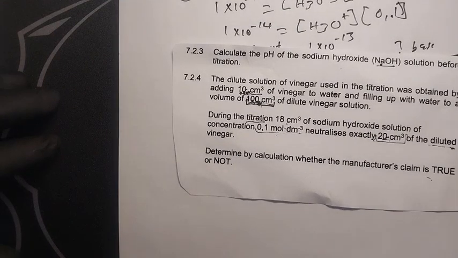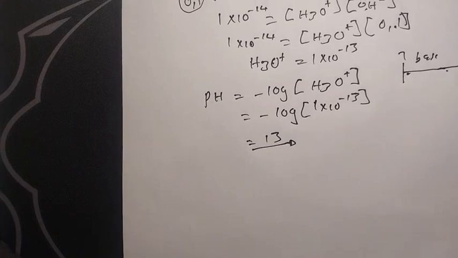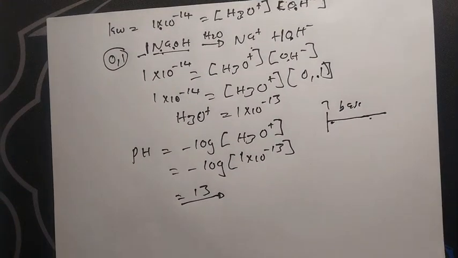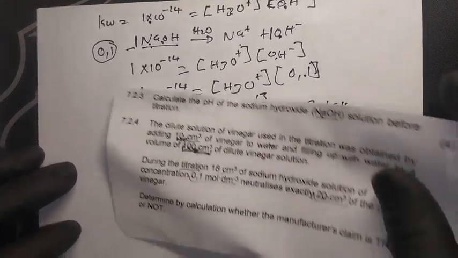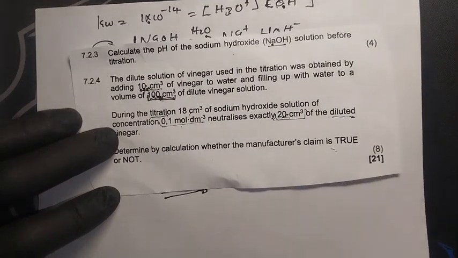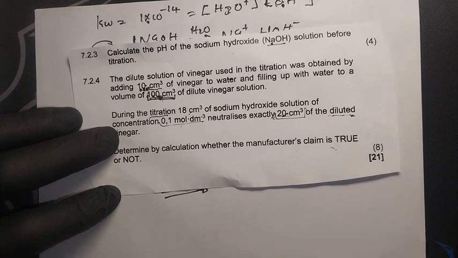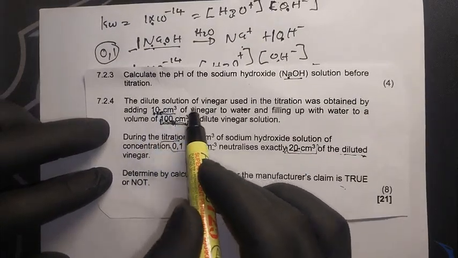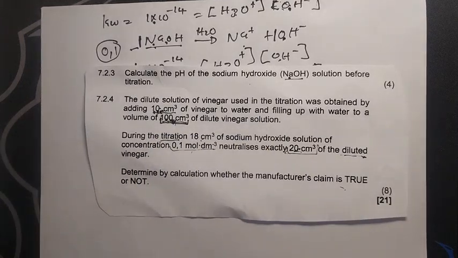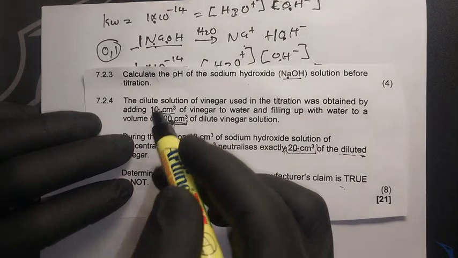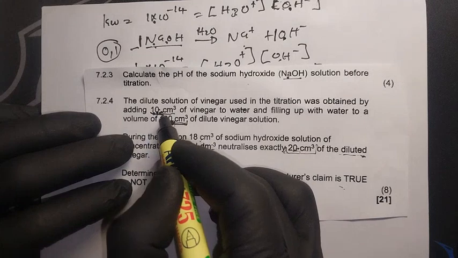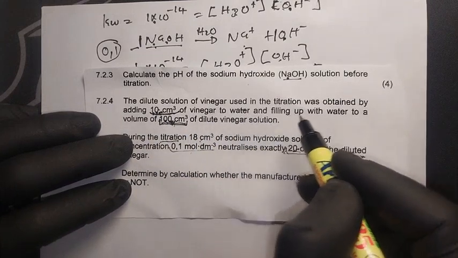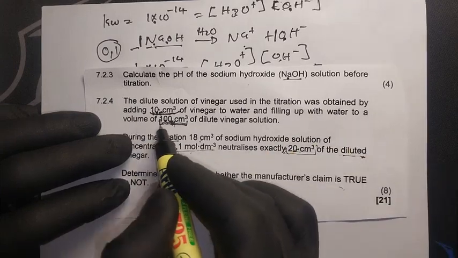Now let's go to the next question. So what is the next question saying? They said the dilute solution of vinegar used in a titration was obtained by adding 10 centimeter cube of vinegar to water and filling up to a volume of 100 centimeter cube.